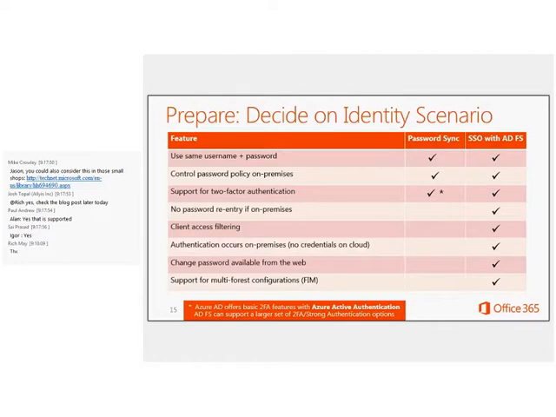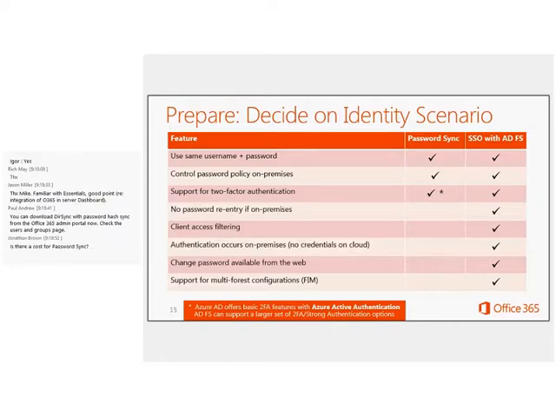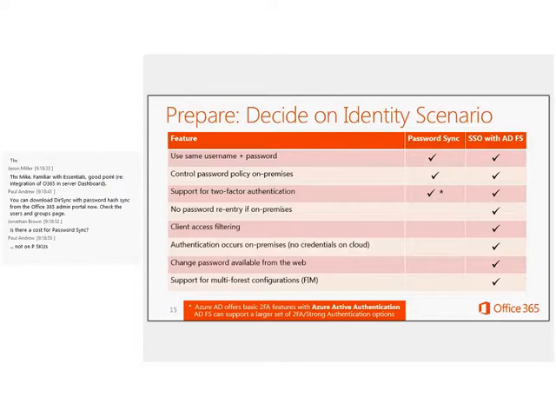Next, support for two-factor authentication. So that's a checkbox for both systems there. But notice that what's available for 2FA with password sync and ADFS will be different. So what you can do with DirSync and password sync today is to leverage the Azure Active Authentication. So that's really the only option we have today. As you move to a single sign-on with ADFS, you have just a larger set of 2FA to choose from.